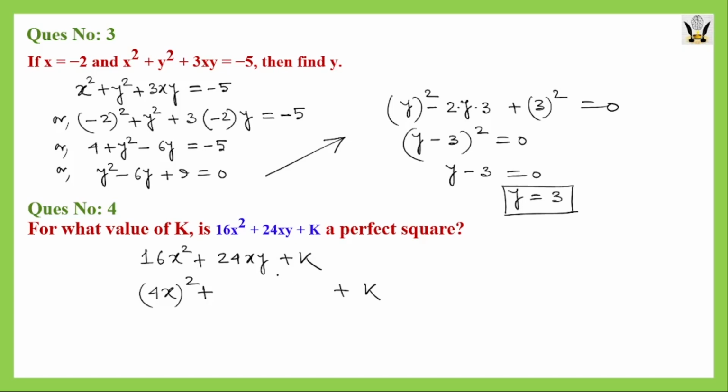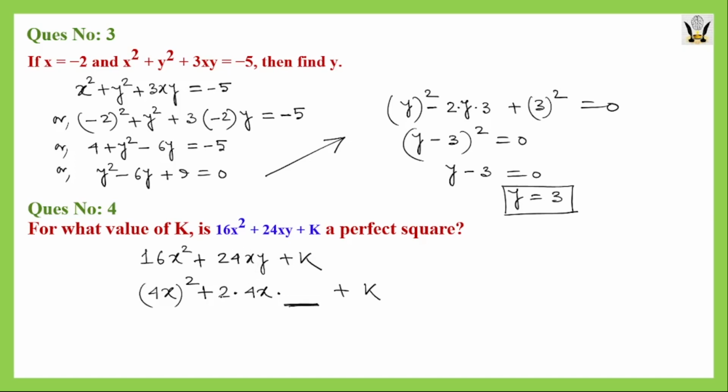If that expression has to be a perfect square, then it will resemble the identity (a + b) whole square, where 4x will be a and root k will be b. And now let's see what will be 2ab. So here it will be 2, and a will be 4x, and then the b. So what should be b here? So that 2ab will be 24xy.